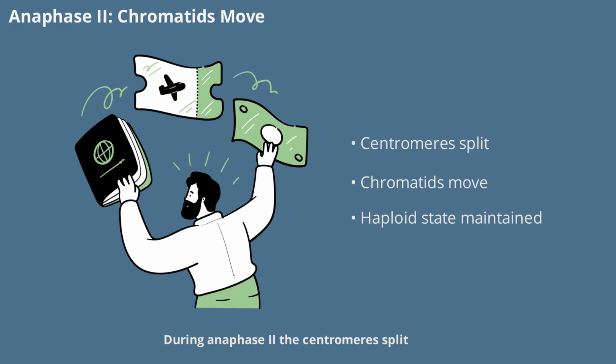During anaphase II, the centromeres split, and chromatids move toward opposite poles. This separation ensures that each new cell will have a single set of chromosomes, maintaining the haploid state. The movement is precise, guided by the spindle apparatus.